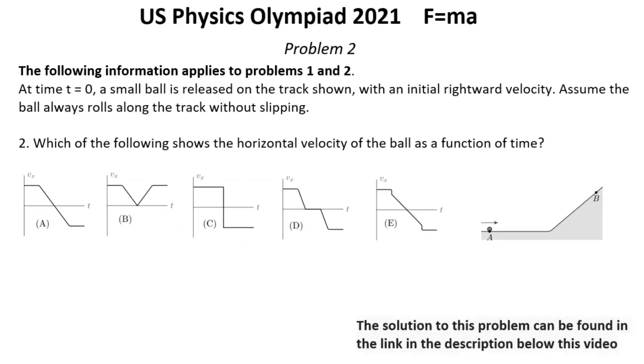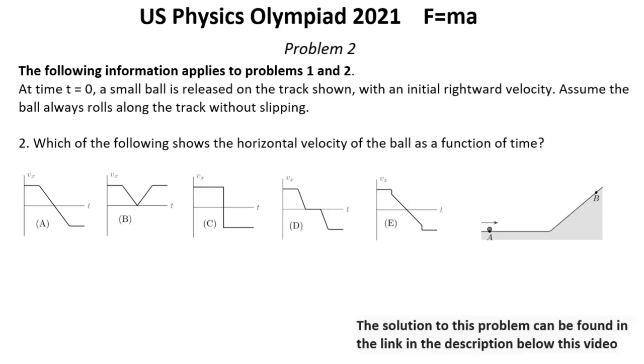Problem number 2. Which of the following shows the horizontal velocity of the ball as a function of time? Solution for problem number 2. The horizontal velocity is initially constant. As in the previous question, when the ball goes through the bend in the track, its speed is unchanged.